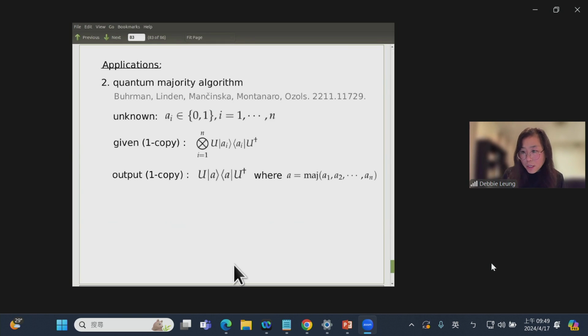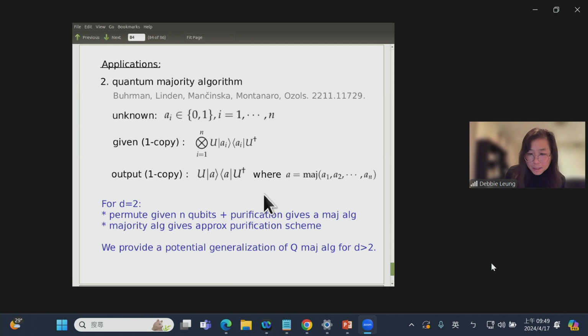As a second example of connection to algorithms, the quantum majority algorithm was very recently proposed by Bergmann, Linden, Manczynska, Montanaro, and Ozols. It says that if you have n bits, A1 through An, given to you as quantum states in a common but unknown basis, and you have to output the majority of A in the same unknown basis, then they call it the quantum majority problem. And they propose an algorithm to perform this. It turns out to have a very similar complexity as purification, and in fact, if you know how to perform the quantum majority, you can perform purification and vice versa for the qubit case. So we hope that our result provides a generalization of the quantum majority algorithm for larger dimensions.